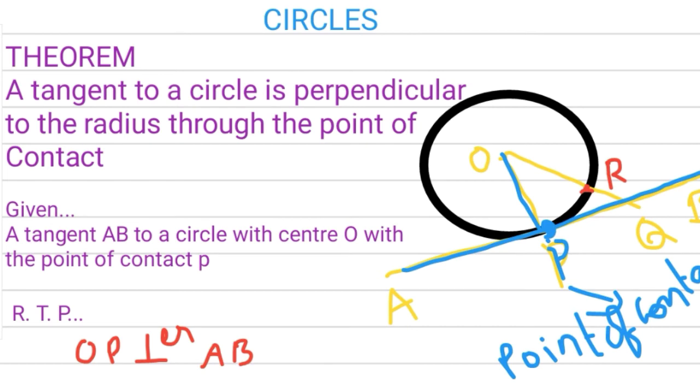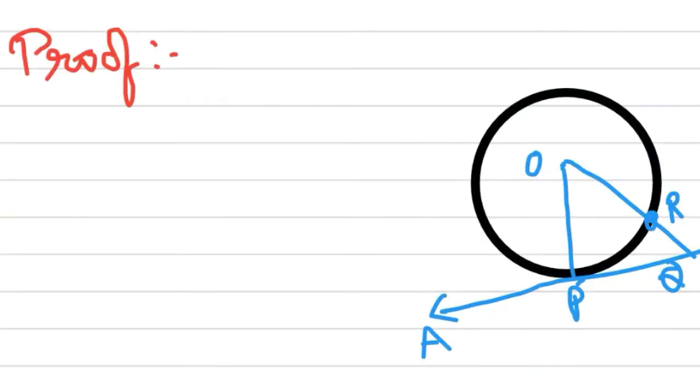So the line joining from the center to the point of contact, this OP, is perpendicular to AB. This is what we have to prove: OP is perpendicular to AB. Now let's go for the proof. Children, let's see the proof.